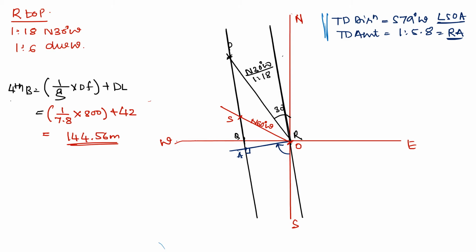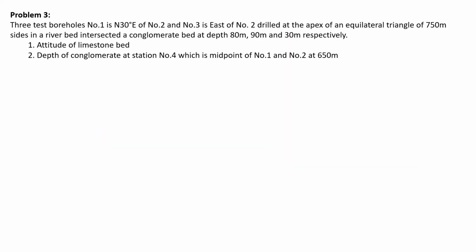Okay, so hope you understood this. You solve this problem. Now let's see problem number 3. What it says: 3 test boreholes. Earlier they used to give X, Y, Z, ABC, something. Here they have given number 1, number 2. Number 1 is north 30 degrees east of number 2, and number 3 is east of number 2. So drill at the apex of an equilateral triangle of 750 meter sides in a river bed intersecting a conglomerate bed at 80, 90 and 30 meters respectively. Here the same thing we need to calculate. Let's see how to solve this problem.